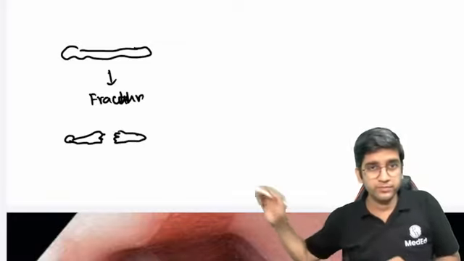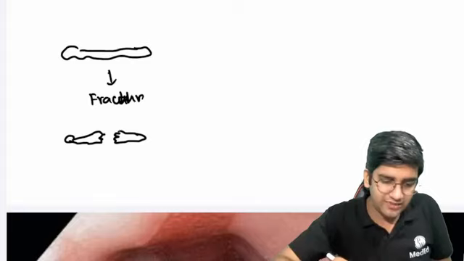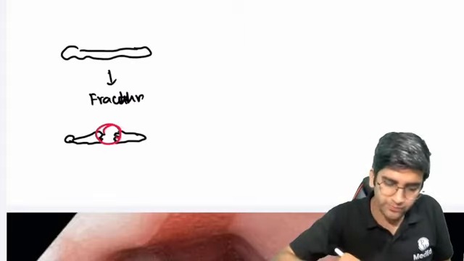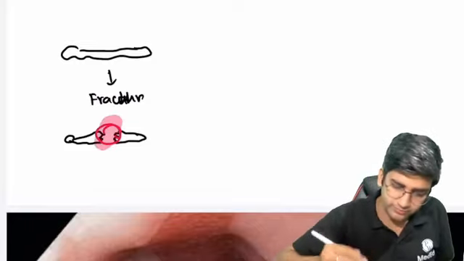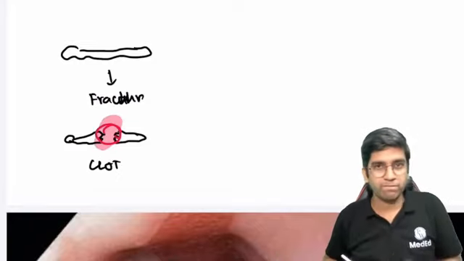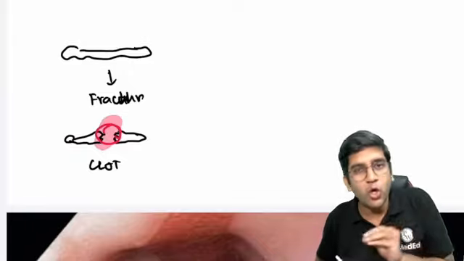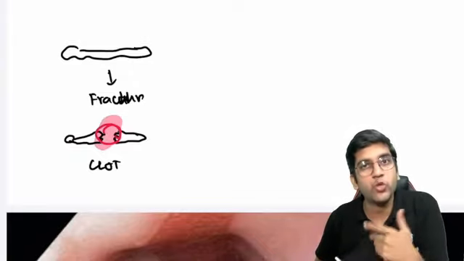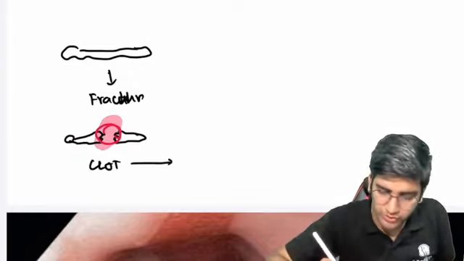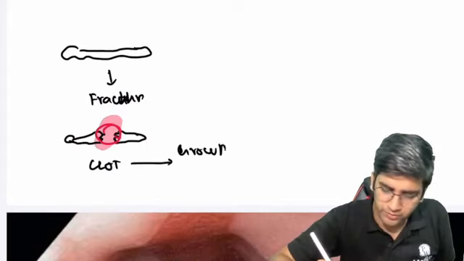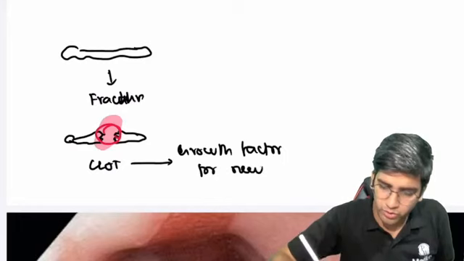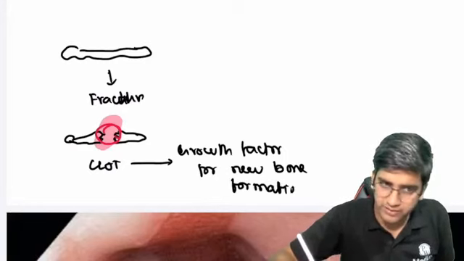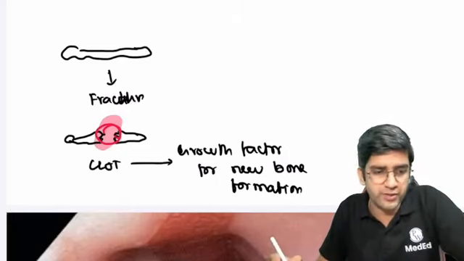Can I say whenever the bone breaks, there's definitely a possibility there'll be a blood clot here? I'll have a blood clot here. Can I say this blood clot is where all the growth factors will be present for a new bone to form? In this blood clot, you'll have all the growth factors for new bone formation. Am I right in saying that? Yes, right?